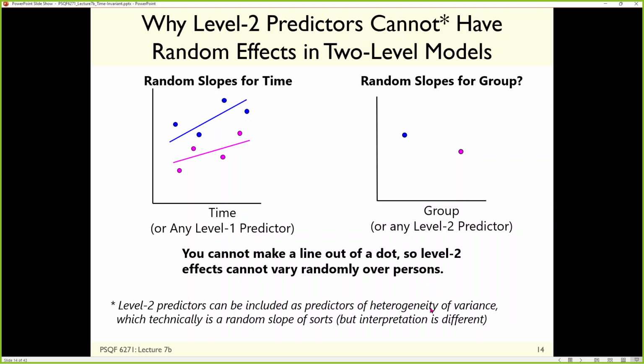However, some folks have put them in anyway as a backdoor to introduce heterogeneity of variance. So it's kind of like the location scale models, but it's done through a different mechanism. But I would tell you for now, it doesn't make sense conceptually to think about random slopes for level 2 predictors in the same way that we're thinking about them for level 1 predictors.